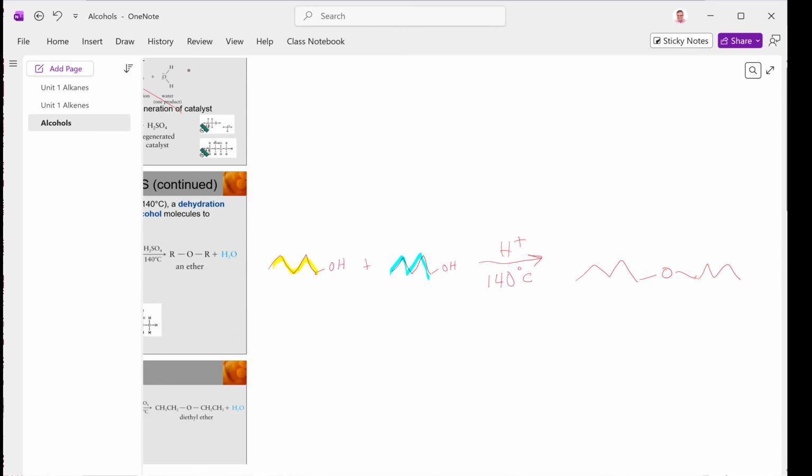So that's the only time so far that the product doesn't have the same backbone as what you start with, when you're making an ether, because it takes two alcohols. If the alcohols are different, you're going to have two different backbones, in this case a yellow and a blue one.